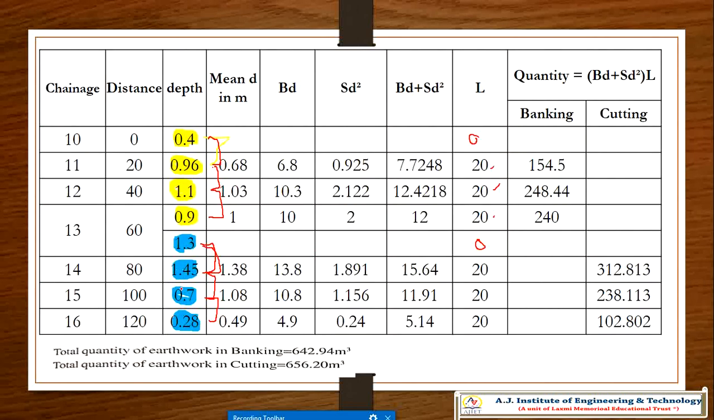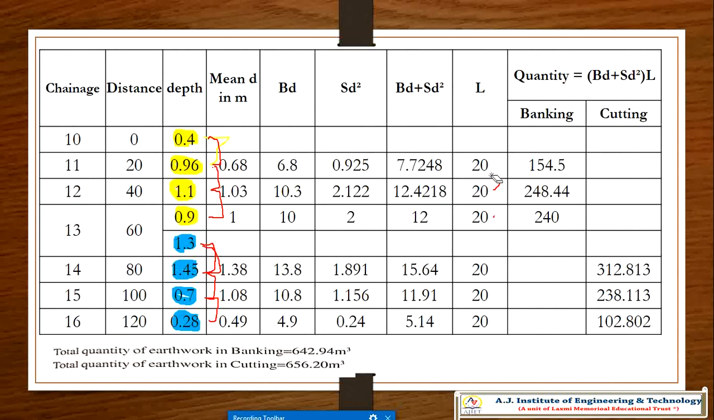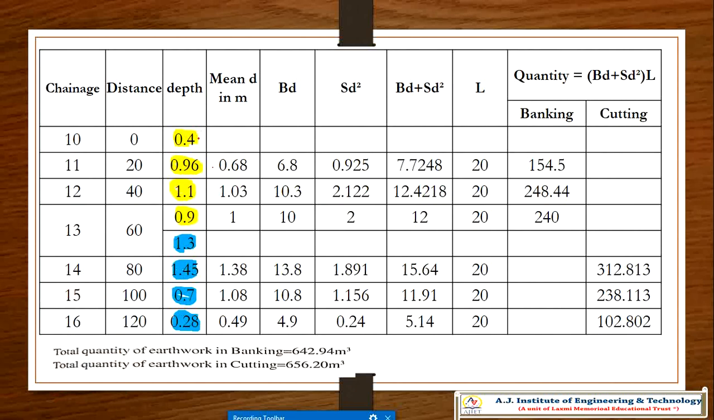This is called the sudden drop method. The calculation part will be like this. Okay. Now you will get the mean depth. That is D mean. So what is that D mean?